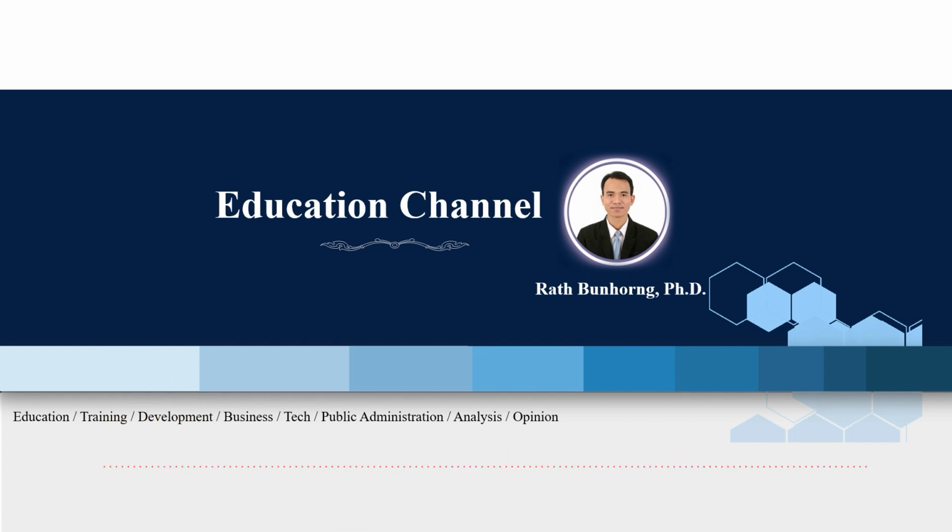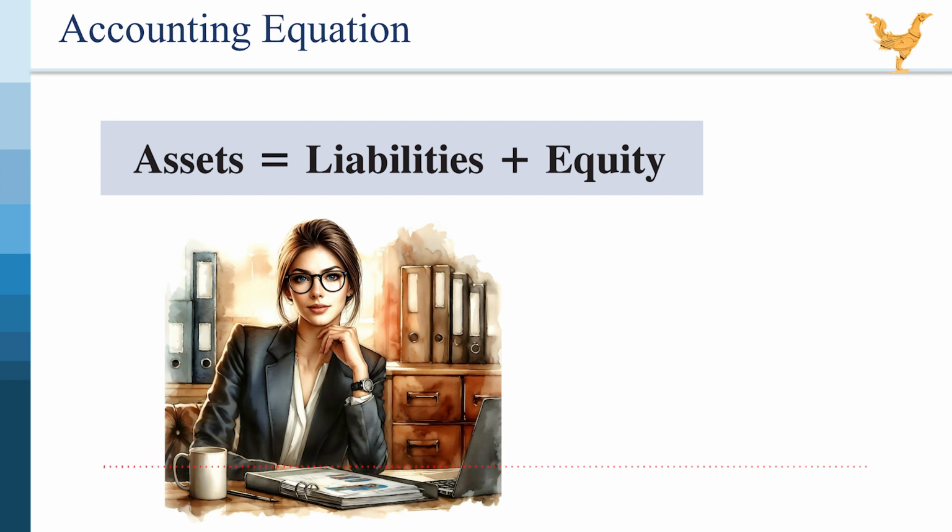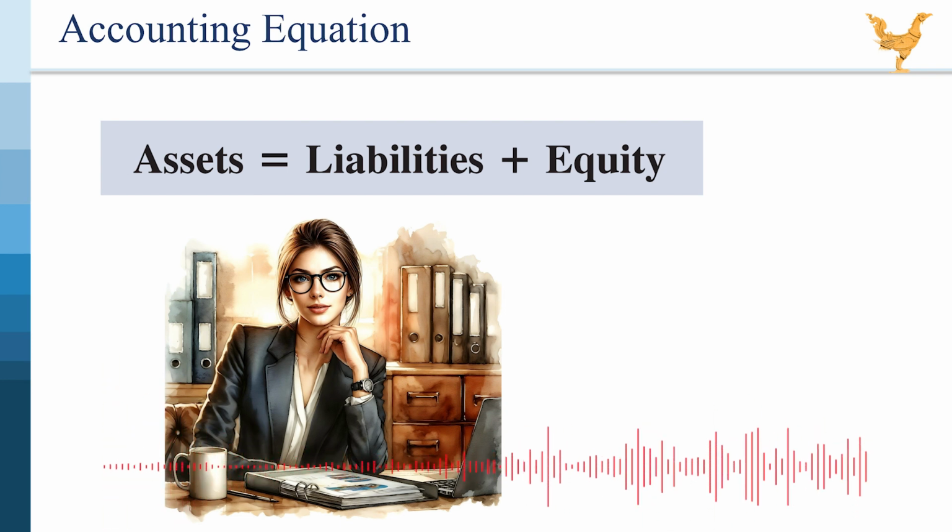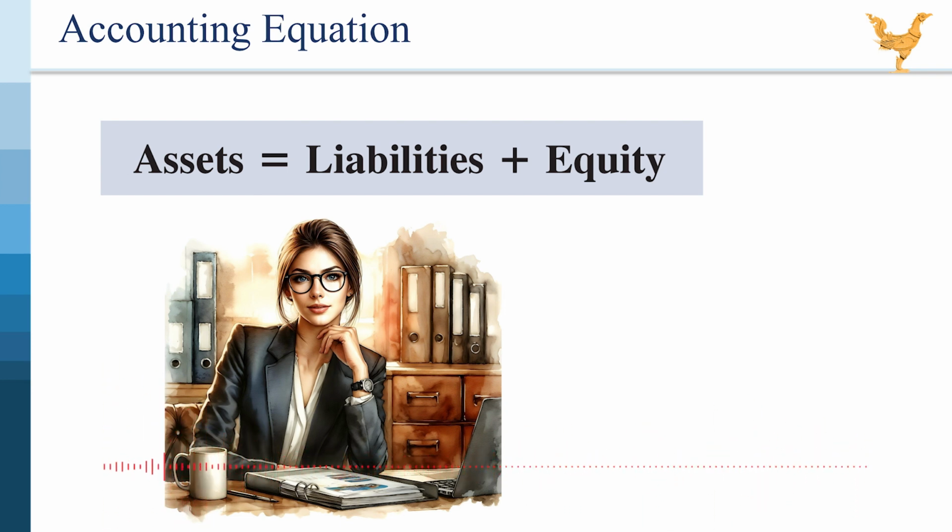Let's get started. The accounting equation is a fundamental principle in accounting that represents the relationship between a company's assets, liabilities, and equity. It's like a mathematical equation that always needs to be balanced. Here's the equation. Assets equals liabilities plus equity. Let's break down each component.